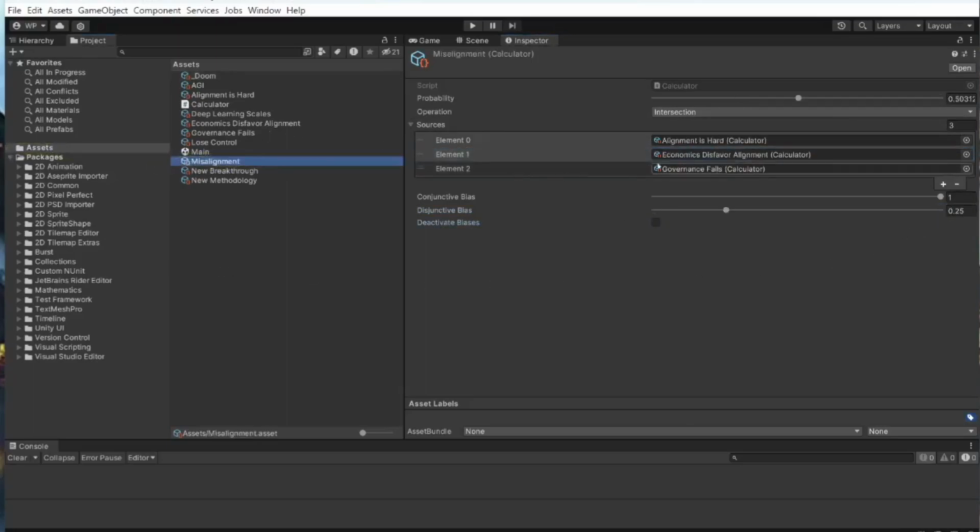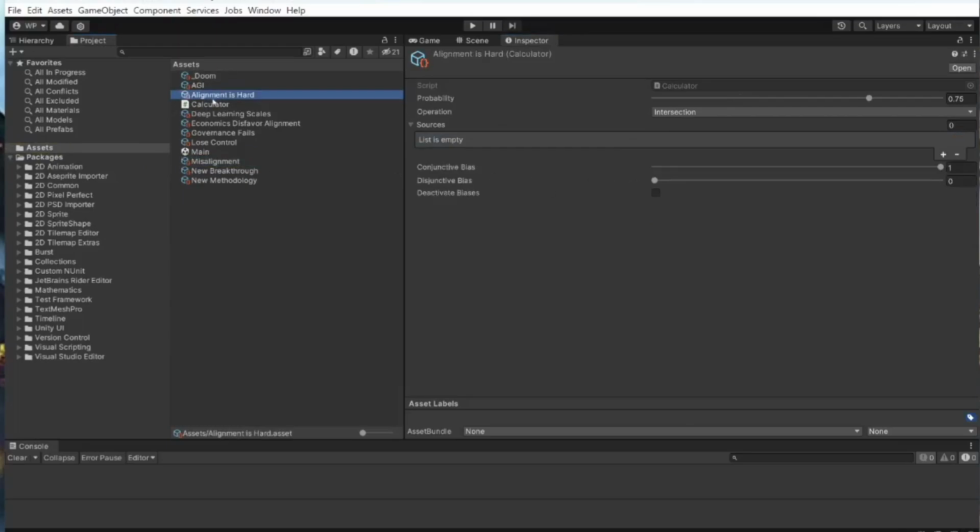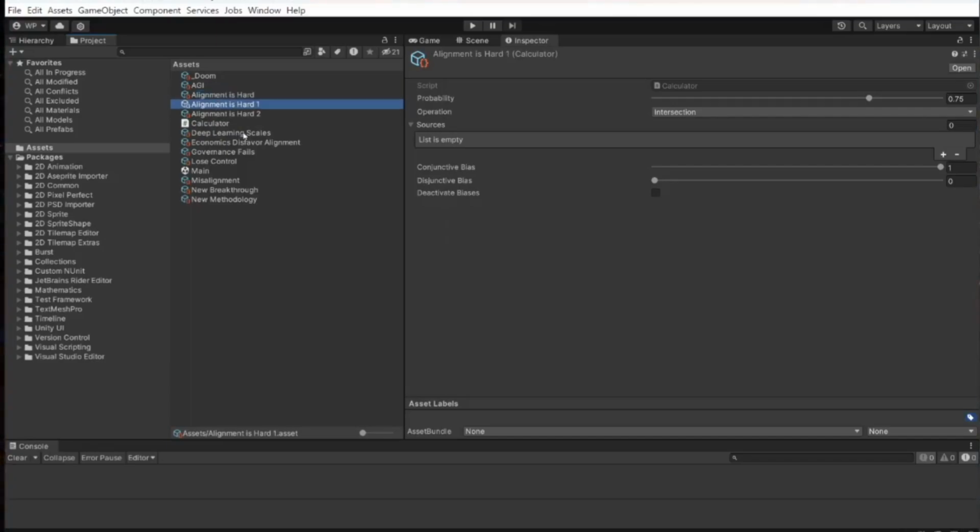Because these break down, this works recursively. I could break down alignment as hard by simply creating a couple new sources. So things that must be true for alignment to be hard. For that, we could say AI is deceptive is one thing that can make alignment hard. Or another thing that could make it hard is, say, instrumental convergence is hard. Just a couple of ideas off the top of my head.